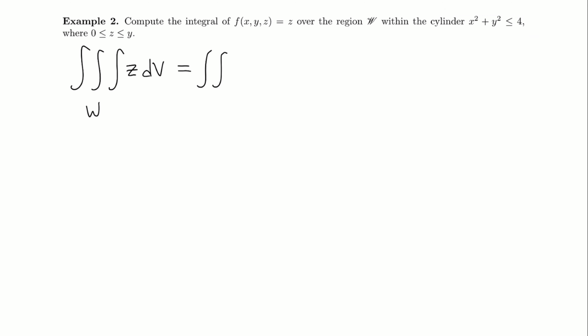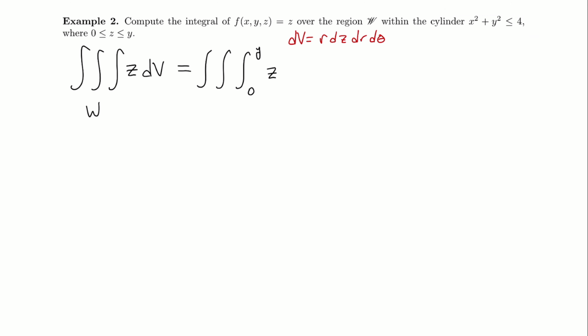We'll do this in stages, so I'll leave a little room here, but effectively we know that the top surface is z equals y, and the bottom surface is z equals 0. Our function we're integrating is z, and then for cylindrical, we'll have our dV for cylindrical. So let's remind ourselves what that is. For cylindrical, dV is r dz dr d theta.